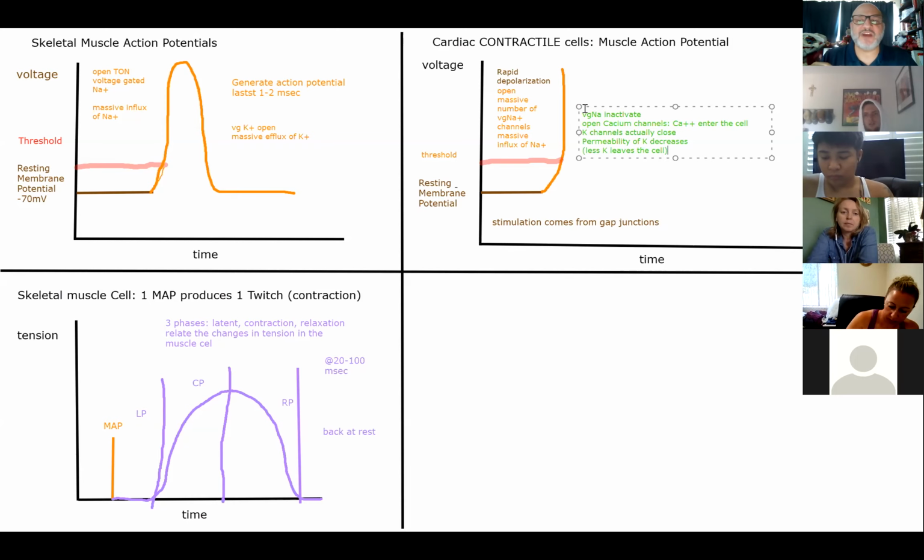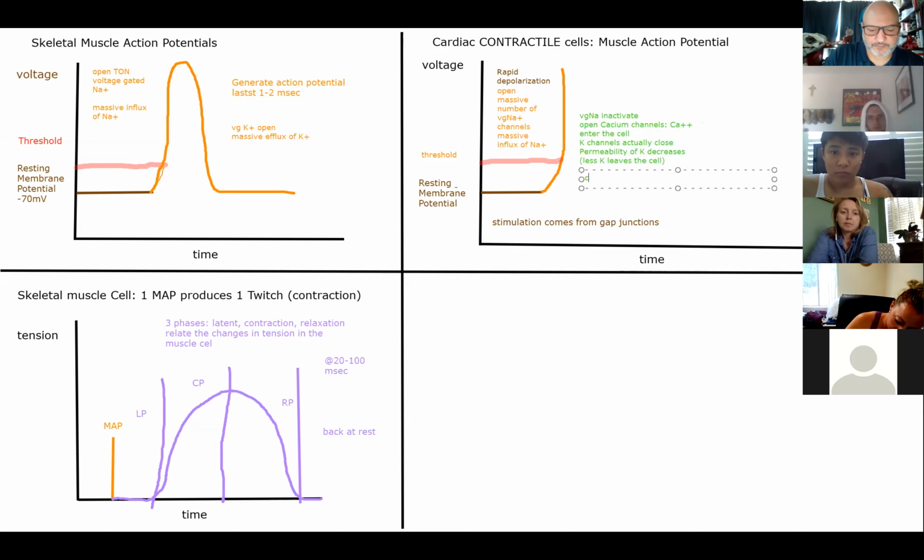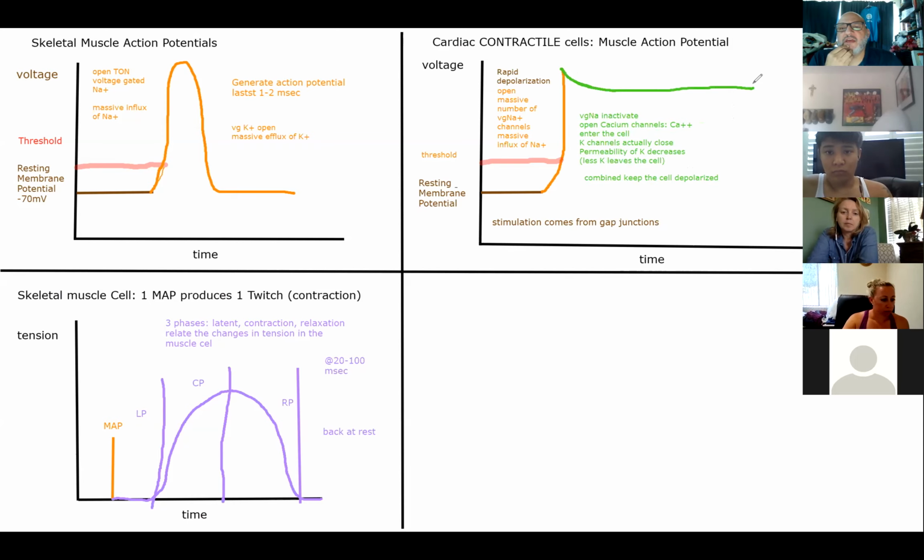So notice, sodium's not coming in anymore, but calcium is coming in, and potassium isn't leaving. Those two things combined keep the cell depolarized for a longer period of time. And what ends up happening is we get this prolonged depolarization of the cell. This prolonged depolarization we call the plateau phase. So we get this plateau.